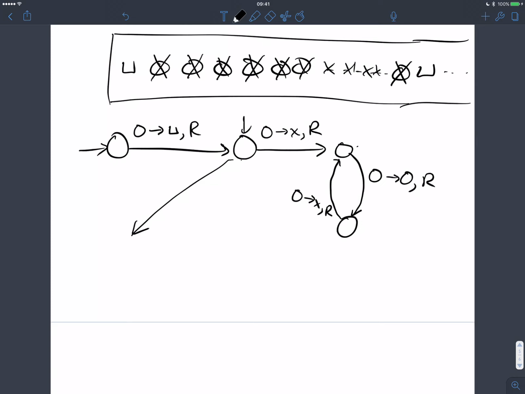Now I need to make a choice as to what I'm going to write on the tape and which direction to move. It actually won't matter as long as I move right. If I move left, then that might cause an issue because I may be at the left-hand end of the tape. So there's no problem moving right here. So I'm going to name this state because it has an important purpose.